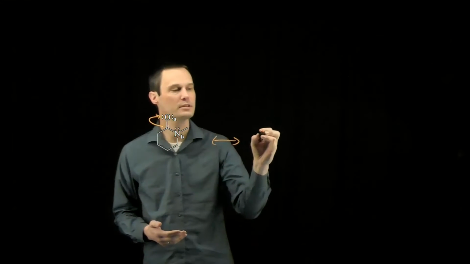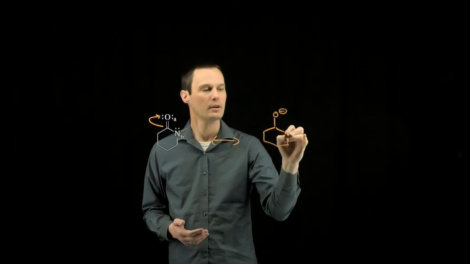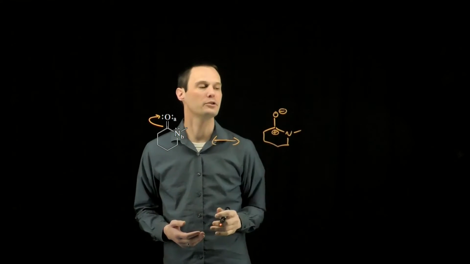We can draw one resonance contributor by breaking the carbon-oxygen bond and depositing electrons locally onto the oxygen atom. That will form a new resonance contributor with a carbon-oxygen single bond, where oxygen has a negative charge and the carbon has a positive charge.